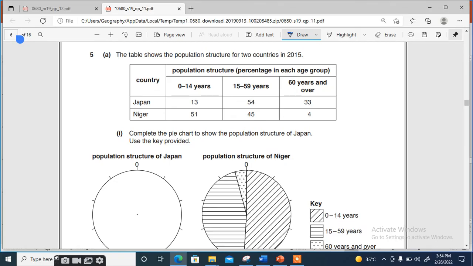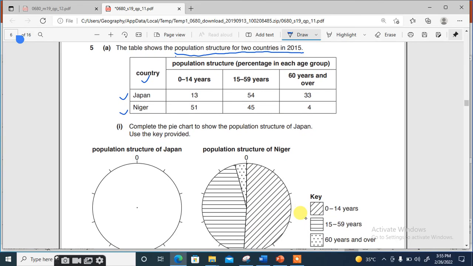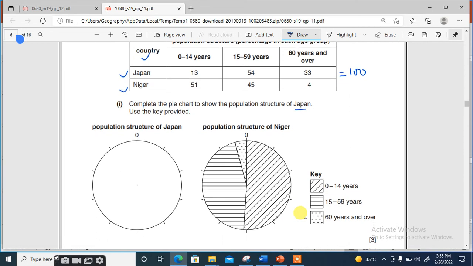Now the table shows the population structure for 2 countries in 2015. So we have the country, and the population structure, the percentage in each age group, between 0 to 14 years, for 2 countries, Japan and Niger. Now the question is, complete the pie chart to show the population structure of Japan. If you add this whole value together, it will give you 100. That is the first thing you need to know. That means they make it easy.